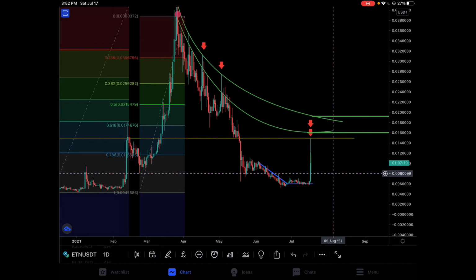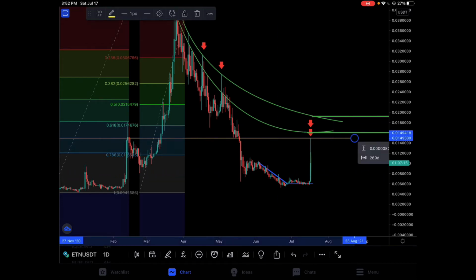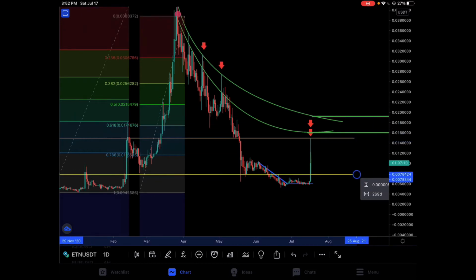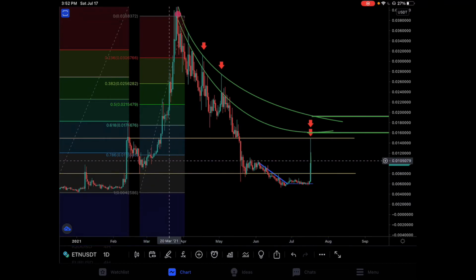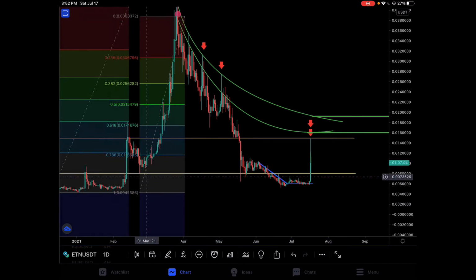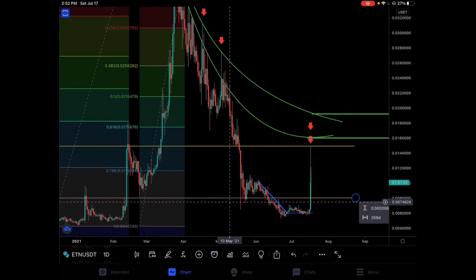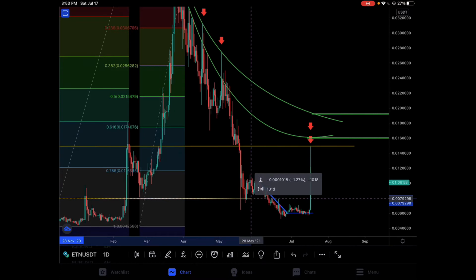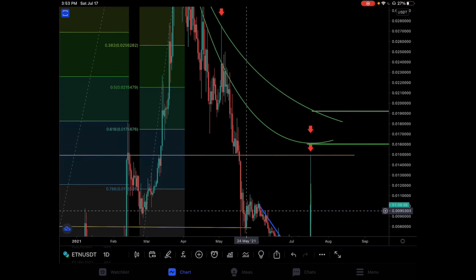There is another fib match halfway here. See how these halfway points kind of match? Halfway to here, halfway to here, halfway to here, halfway to here. And what did we see that time? This one was already exhausted.